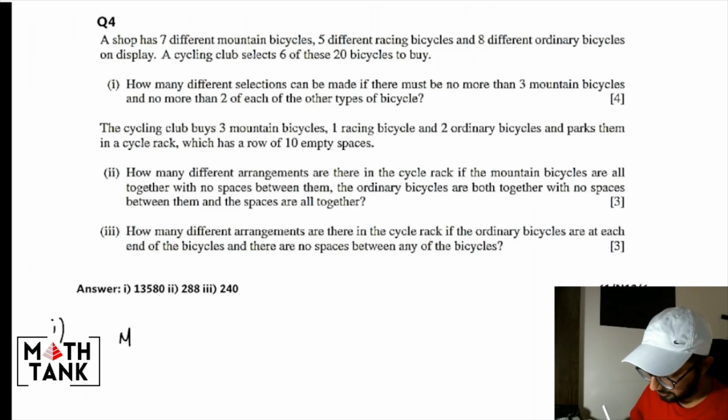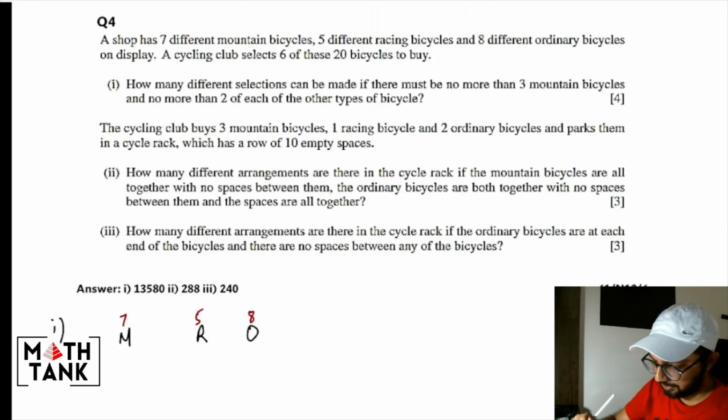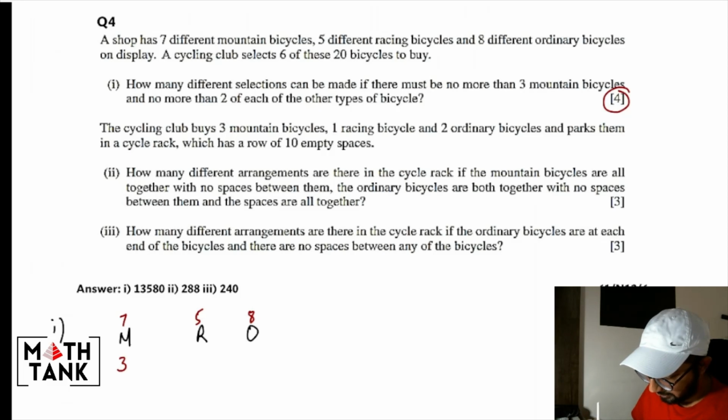So 7 mountain, racing, and ordinary. Okay, let's write the totals first. 7, 5, and 8. I need to buy 6 of these. Okay, so if there must be no more than 3 mountain bicycles and no more than 2 of each of the other types of bicycles. So that's a little complicated. So there are 4 marks for this. Let's start thinking about this. So the mountain bicycles can be 3, and I could have one of this and no more than 2.